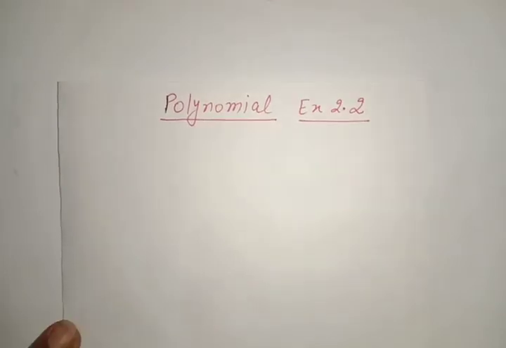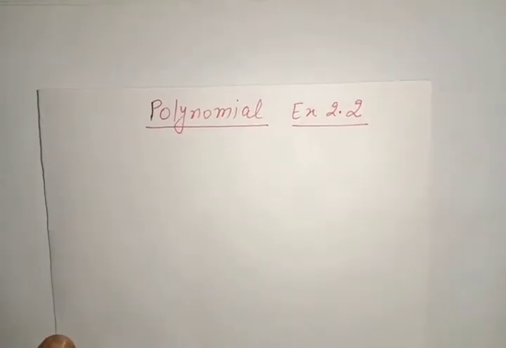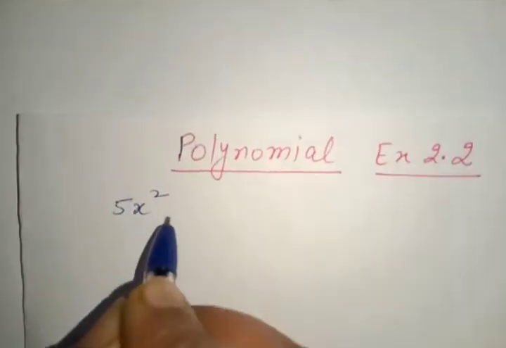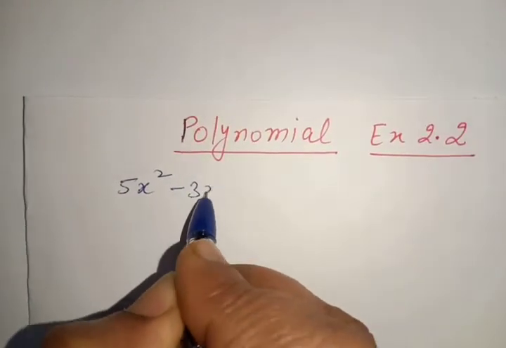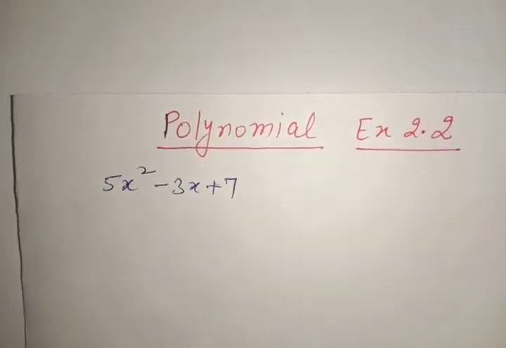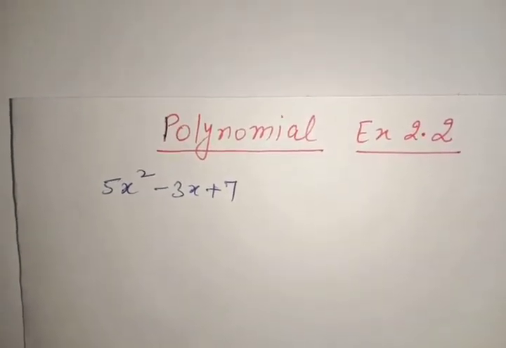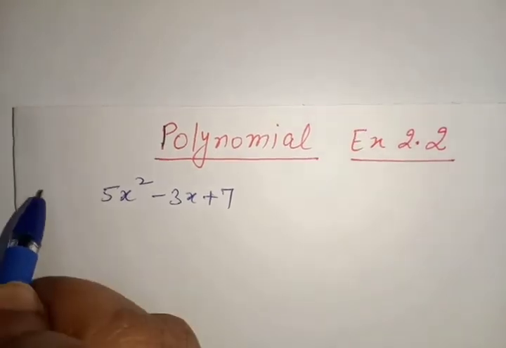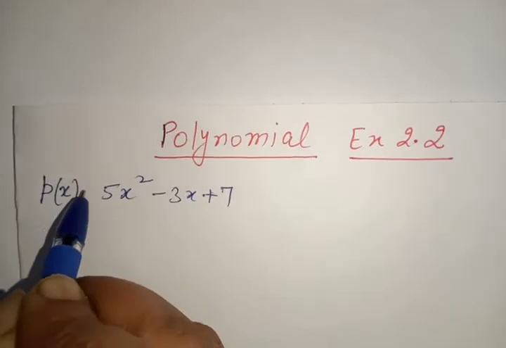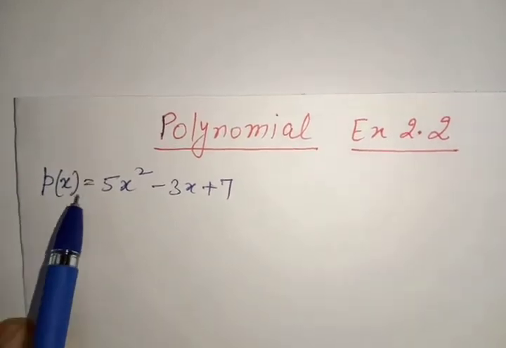Now we'll start 2.2 in this video. First of all, you have done 2.1 and you know that this is a polynomial. But the very first step, if we have got any polynomial, is to name it. We will name it polynomial in x. We read it as p of x.